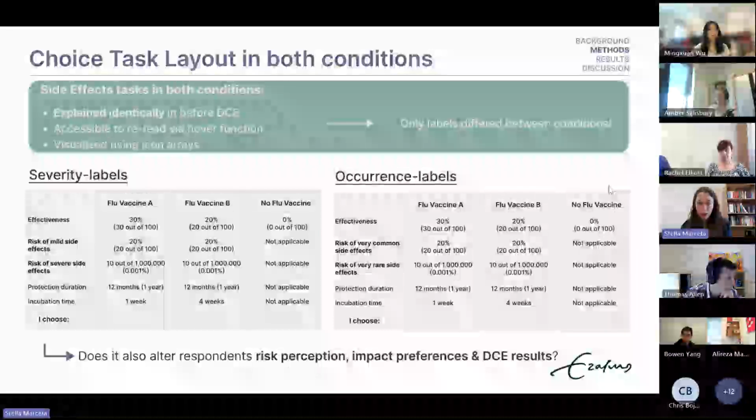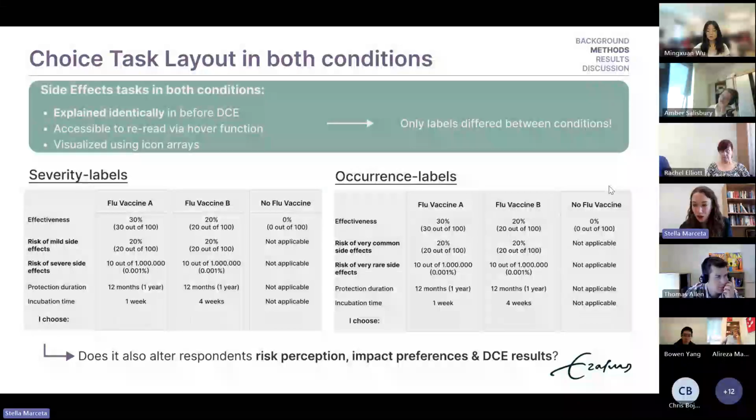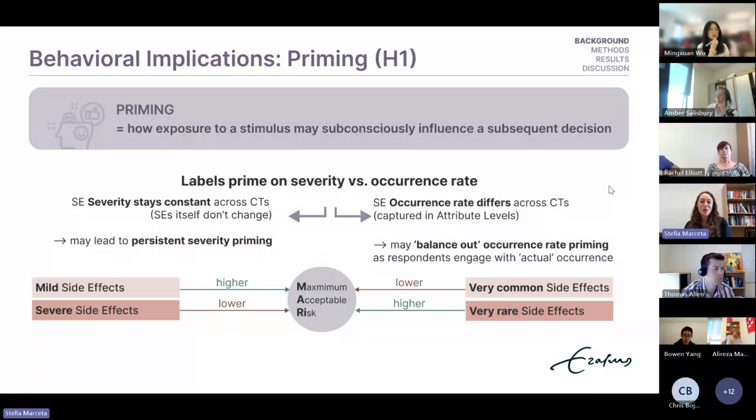If I go back, you see these levels of 20 here, but it could also be 10 or 50. They differ throughout the choice tasks. So technically, this occurrence rate label is somewhat uninformative, because the actual occurrence rate is captured in the attribute levels that change throughout the choice task. That might suggest that the severity labels may lead to a persistent priming effect, while the occurrence rate labels may balance out this priming effect.